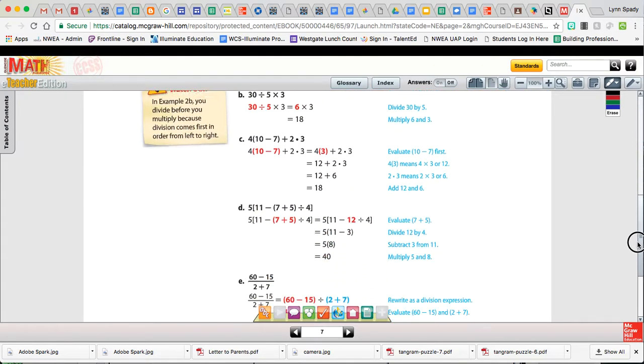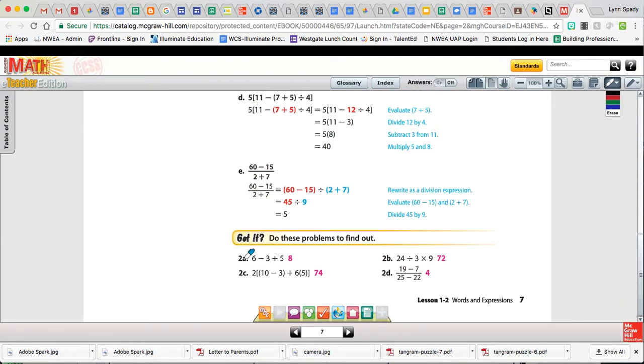So let's take a look at these problems down here at 2A, order of operations. When there's only addition and subtraction, we're going to work left to right. So 6 minus 3 is 3, 3 plus 5 is equal to 8. For 2B, we have multiplication and division, so we're just going to work from left to right. Even though in PEMDAS multiplication comes before division, if there's only multiplication and division, we're going to move from left to right. So 24 divided by 3 is 8. 8 times 9 is 72.